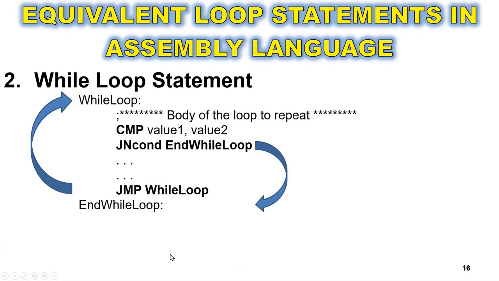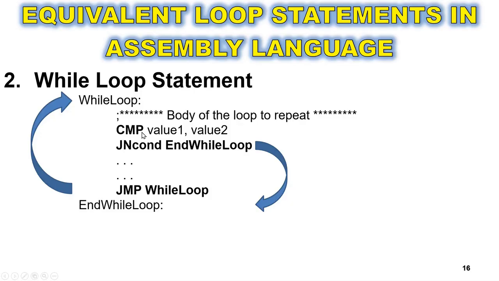Let us learn the next type of loop statement, and the code setup written in assembly language contains now the equivalent of the while loop statement. This is the setup or the template for the equivalent while loop statement. So the first thing that we are going to do is to write first a label, name a label with a colon, and then we set up now the body of the while loop in this manner.